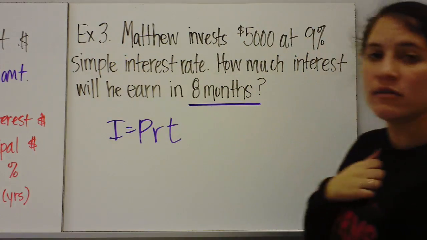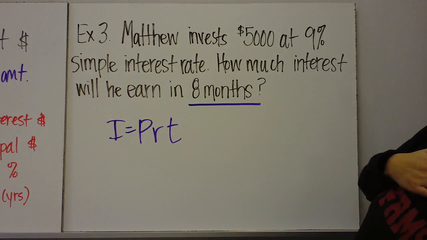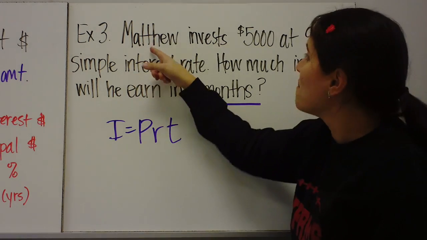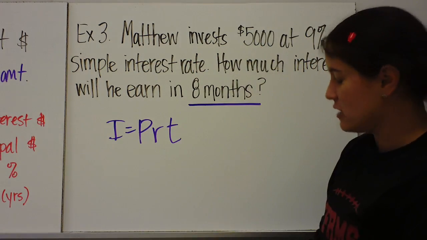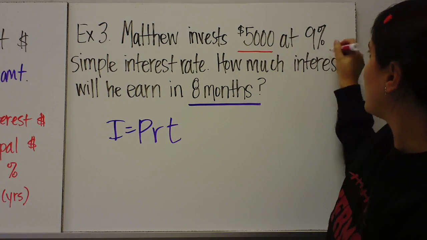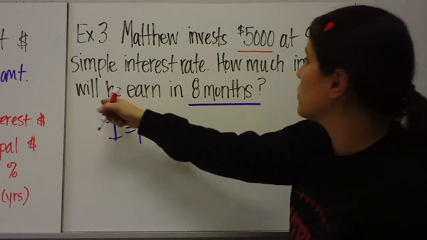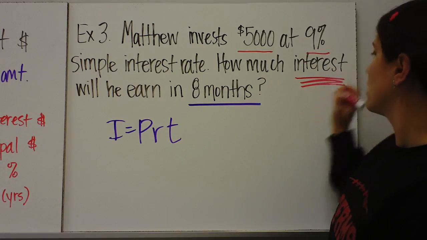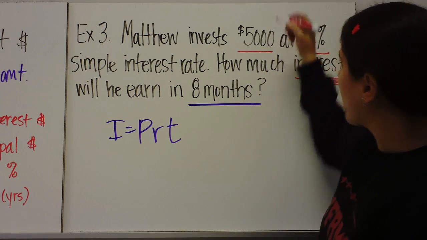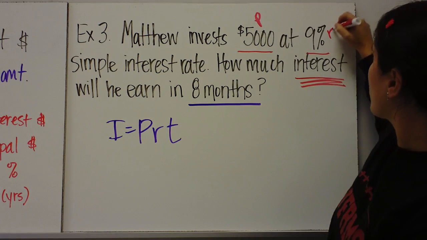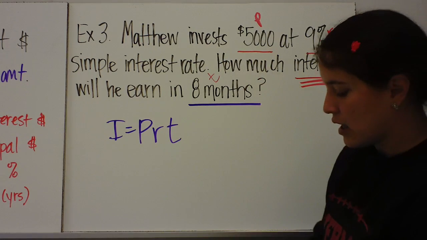All right, example 3. Write it down. Matthew invests $5,000 at 9% simple interest rate. How much interest will he earn? So we're looking for interest in 8 months. So we have our principal, we have our rate, and we have our time.